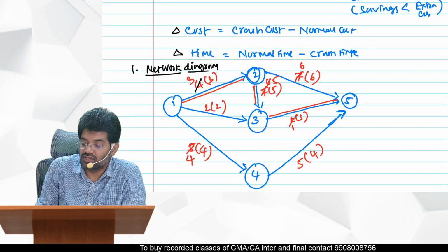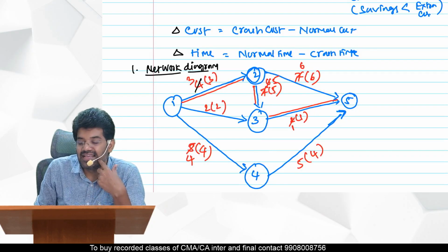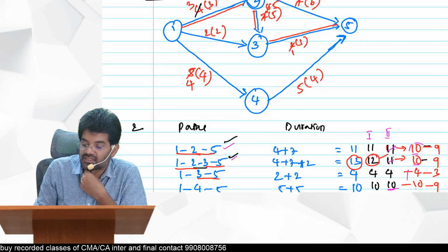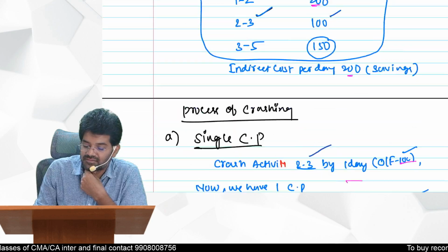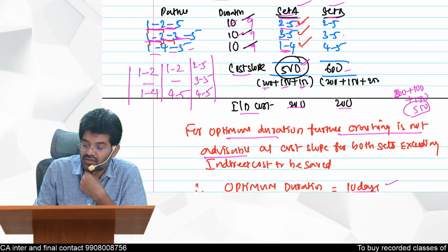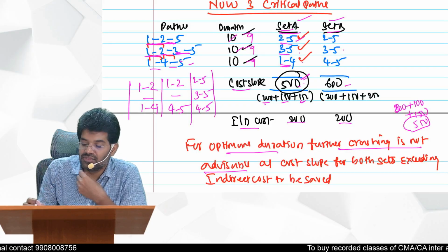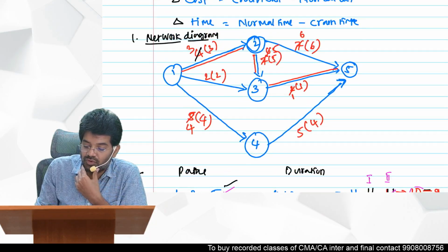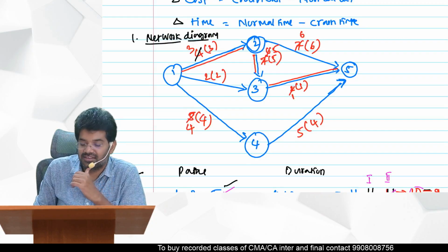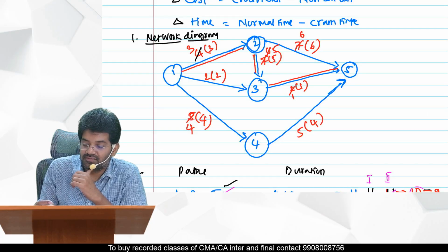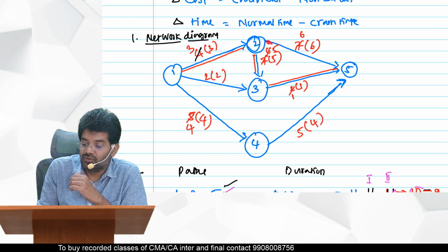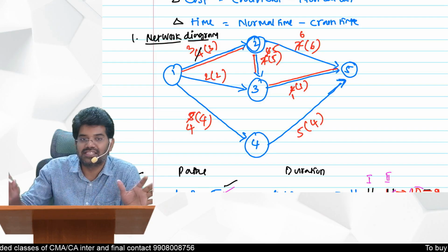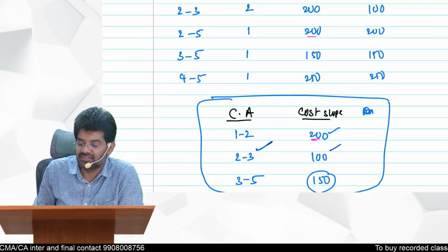So 2 to 5 is also completely crashed now. Over. 6 days, only 1 day of scope was there. 2 to 5 is done. 3 to 5 is also done. 3 to 5, only 1 day you had opportunity there. 1 to 4, 1 to 4 also only 1 day. Gone. So 1 to 2, 2 to 5 and 3 to 5, 1 to 4 all got crashed. There is no further possibility of crashing now.